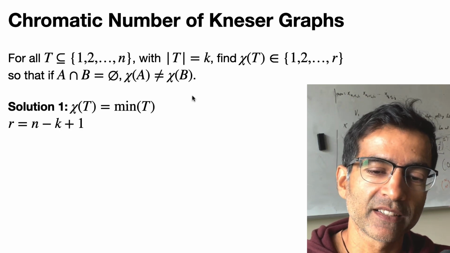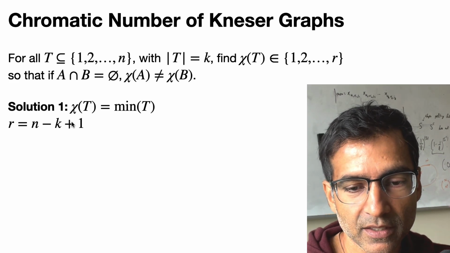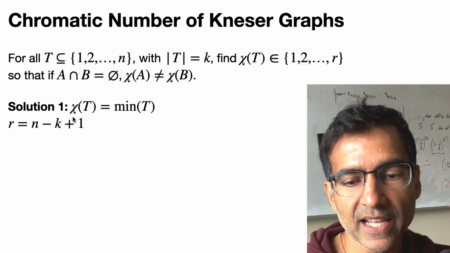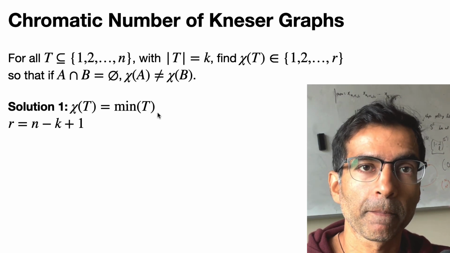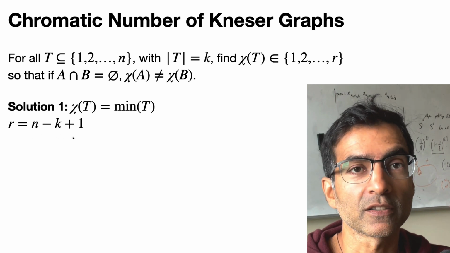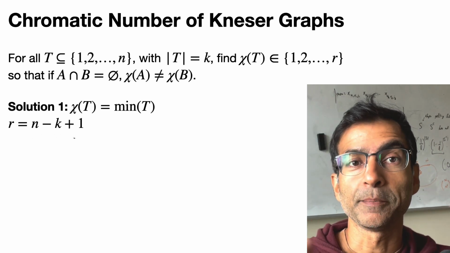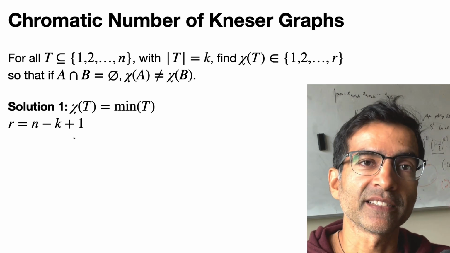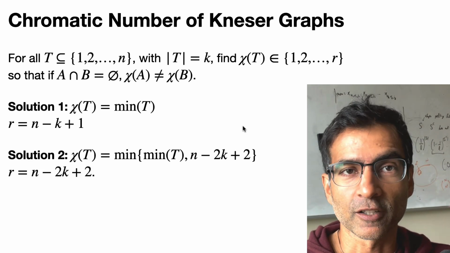Well, here's the first idea for finding a coloring. Assign to each set the minimum of the set as the color. And this will give you n minus k plus 1 total colors, because the sets are of size k, the minimum cannot be larger than n minus k plus 1. So here's a more efficient coloring.